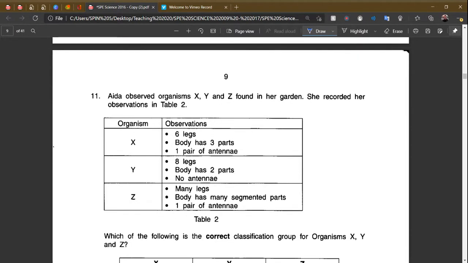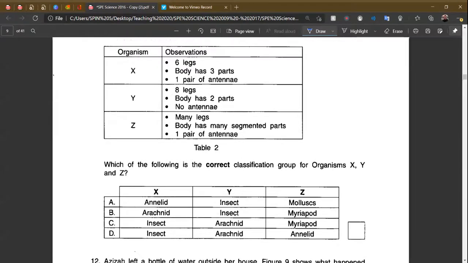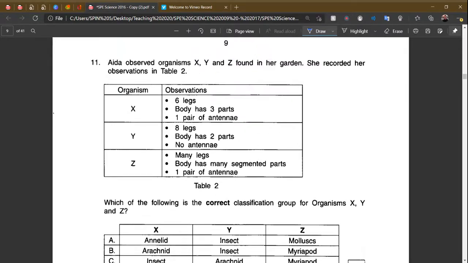Question 11. Ida observed organisms X, Y, and Z found in her garden. She recorded her observation in table 2. X has 6 legs, Y has 8 legs, Z has many legs. Which of the following is the correct classification for the group of organisms X, Y, and Z? Now, I've already mentioned in this chapter on classification that if the animal has 6 legs, the spelling will also have 6 letters. So this is my method to remember it.